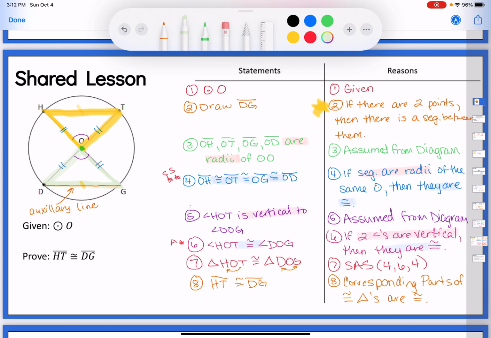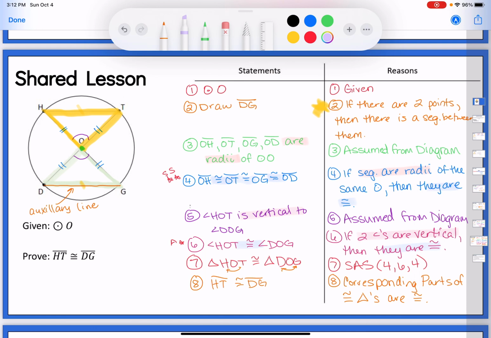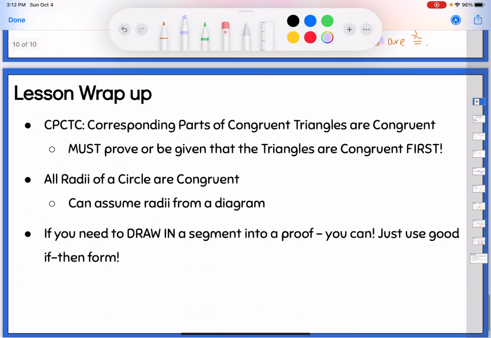And I made sure as I did my self-check here, as I use my CPCTC, right, it says parts of congruent triangles, and I have proven my triangles congruent before I used that step, so I'm good to go. All right, really good practice there using our radius theorem and our idea of CPCTC.